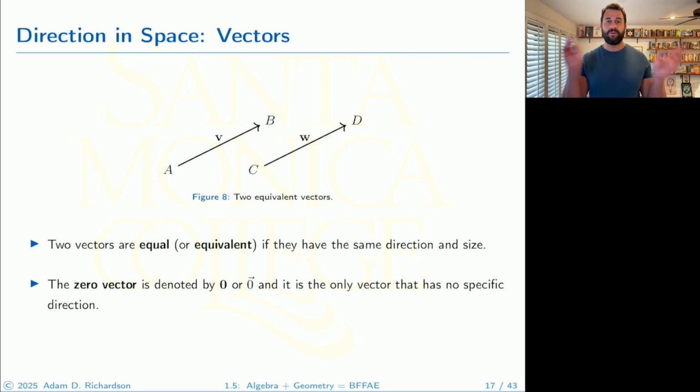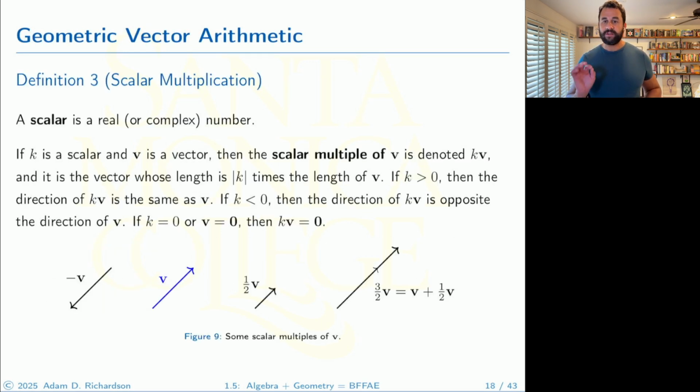It could be any direction, it could have no direction. It's the only vector like that, but there is a zero vector. Okay. Now, let's do a little bit of arithmetic, geometric arithmetic with these vectors.